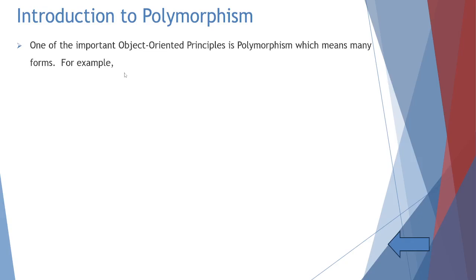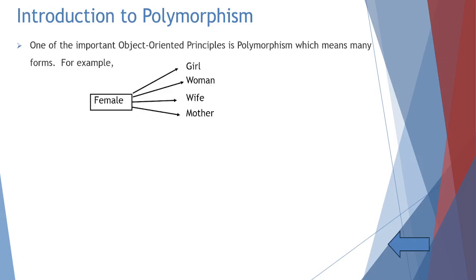One of the important object-oriented principles is polymorphism, which means many forms. For example, a female is known as a girl for the first few years, then woman, if she gets married, wife, then mother of children, and by profession, she might be a doctor, engineer, whatever it may be. So the same female is having many roles.